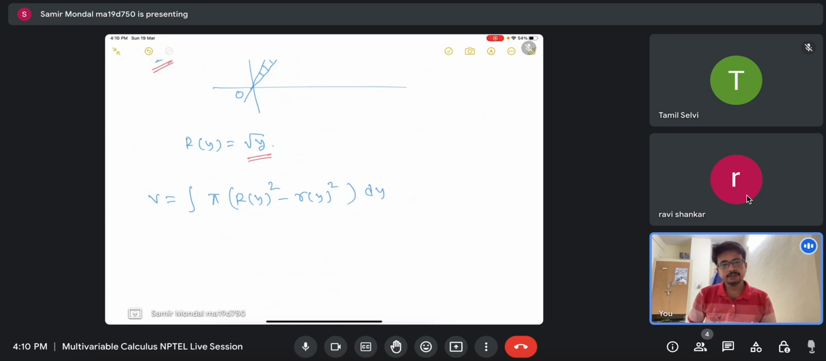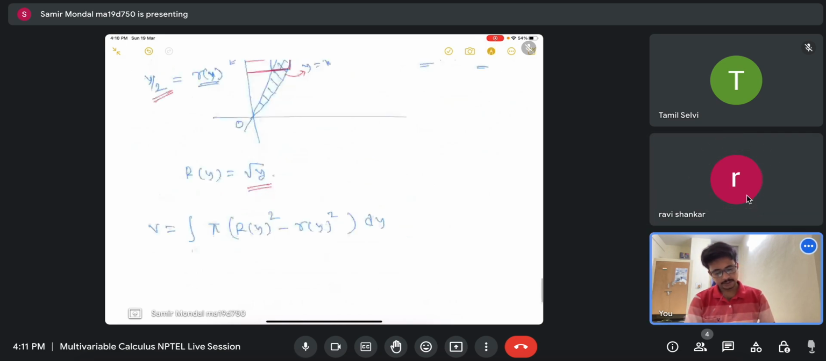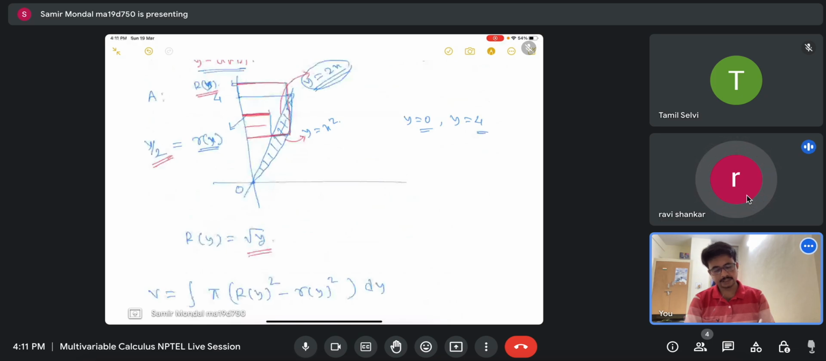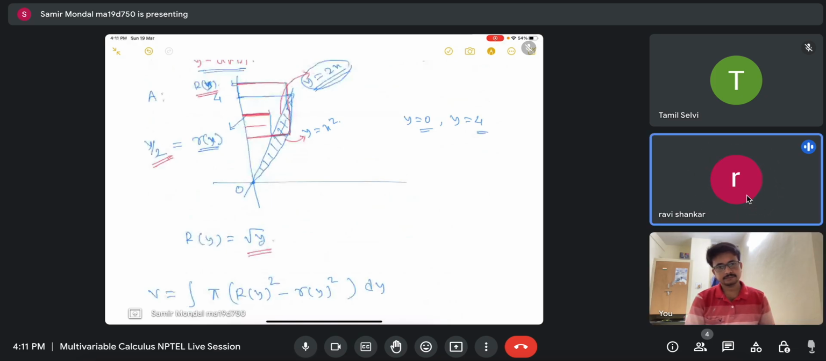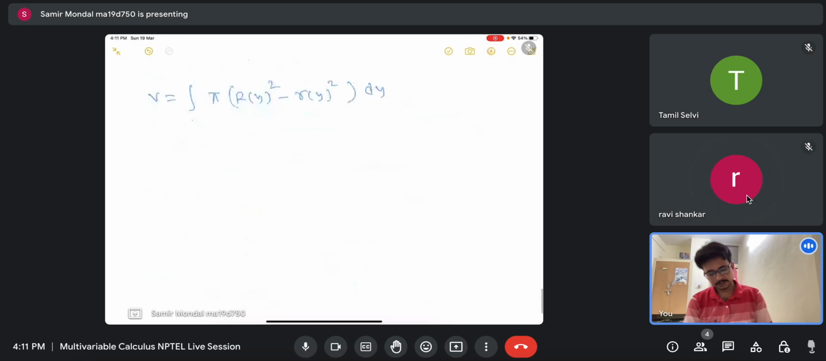Sir, and the integral limit? Please tell what is the limit. Sir, what is this height? 0 to 4, or what is it? Yes, 0 to 4. y varies from 0 to 4, up to this one. Yes, 0 to 4.